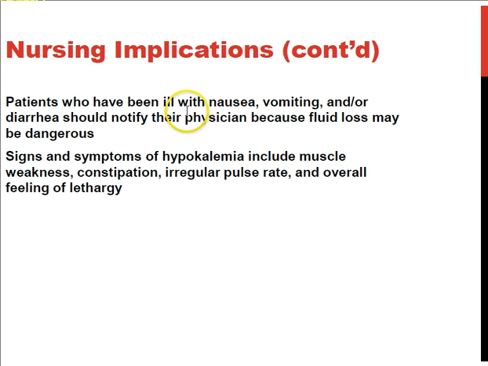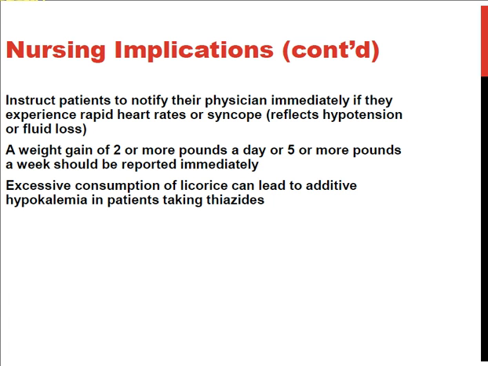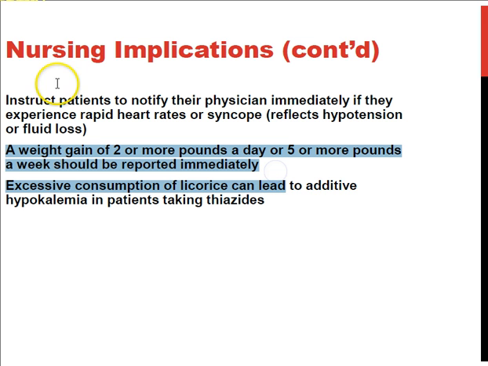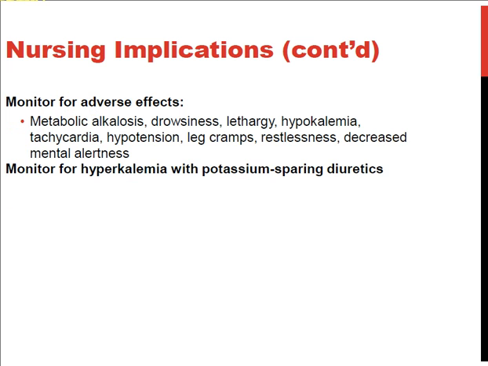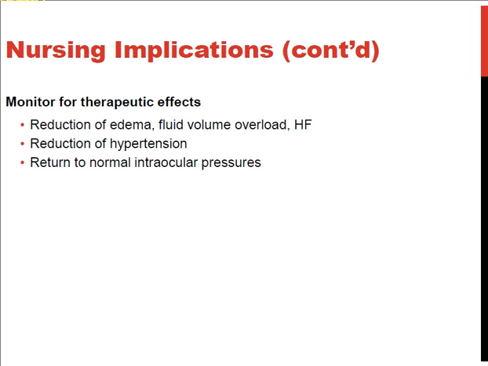If patients become ill with nausea and vomiting, they need to let us know because that could affect their fluid status. And then we need to know about signs of hypokalemia, if they've lost too much potassium, because as I mentioned, that can be life-threatening. This has to do with, again, weighing them. They should take daily weights and let us know if their weight goes up or down. And monitor for those adverse side effects, especially with the potassium-sparing diuretics. We watch for hyperkalemia or high potassium level.